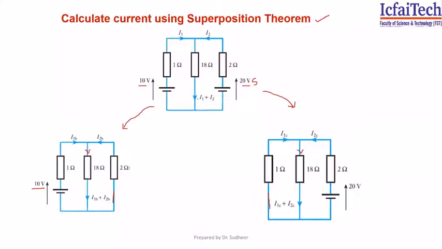Then the total current when both the voltages are present is equal to the sum of the individual currents. Let the current you got here be I dash. Let the current here be I double dash. Then total current is equal to I dash plus I double dash. Okay, so as soon as the problem is given, find out how many voltage sources or current sources are there. Draw that many circuits. When you are considering one voltage source, replace all the other voltage sources with short circuit and current sources with open circuit.